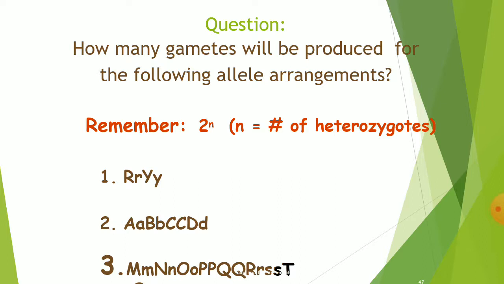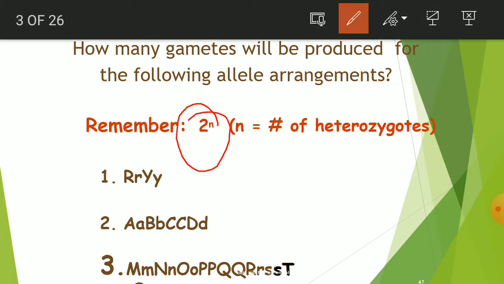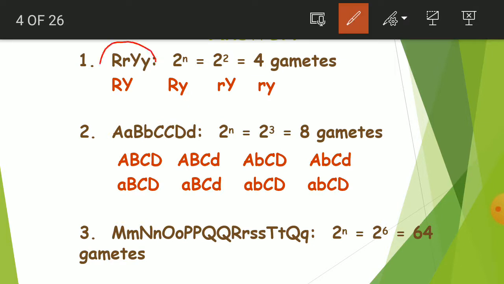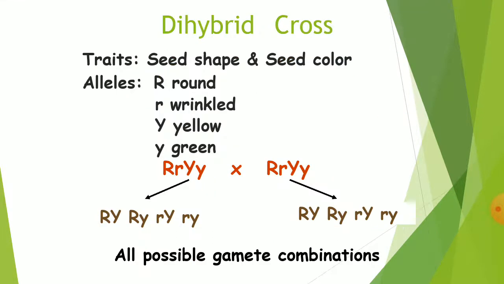How many gametes will be produced for the following allele arrangement? Remember, 2 to the power n, where n is the number of heterozygous pairs. If there are two different alleles of a character, then 2 to the power 2 gives four different types of gametes. If there are three heterozygous pairs, then 2 to the power 3 gives eight different types of gametes.